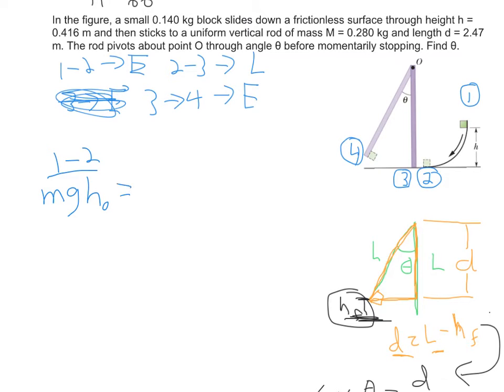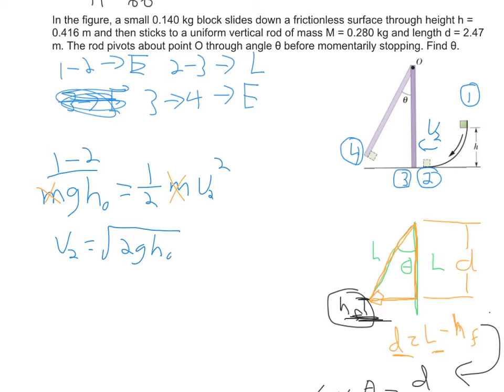And at position 2, all we have is that same small block that's now moving at some speed. So 1/2 mv squared. I see straight away, boom, my m's can cancel out. And so I can find that the velocity at position 2, which is right here, v2, that my block is moving is just going to be equal to the square root of 2gh initial. Okay, that's cool, easy enough.